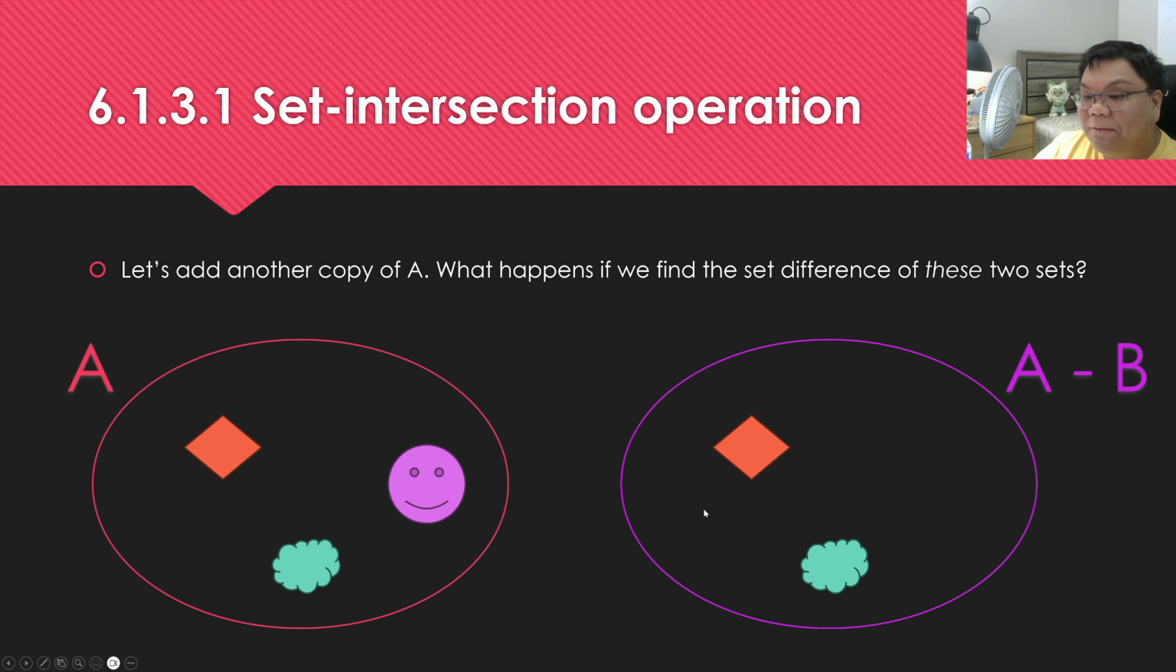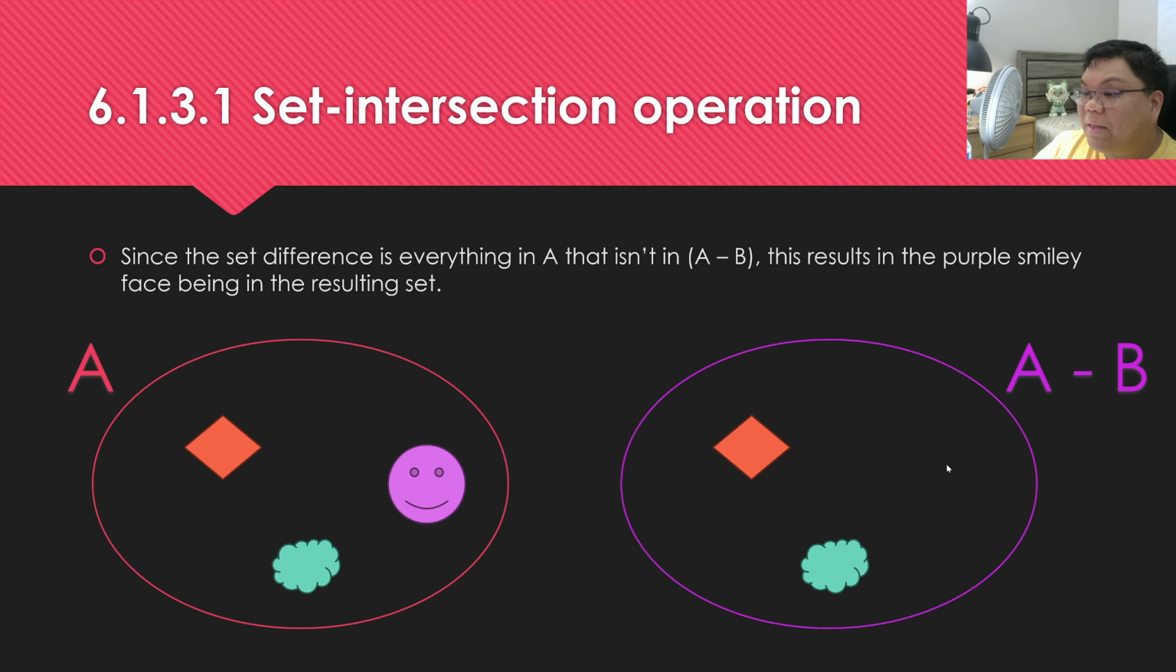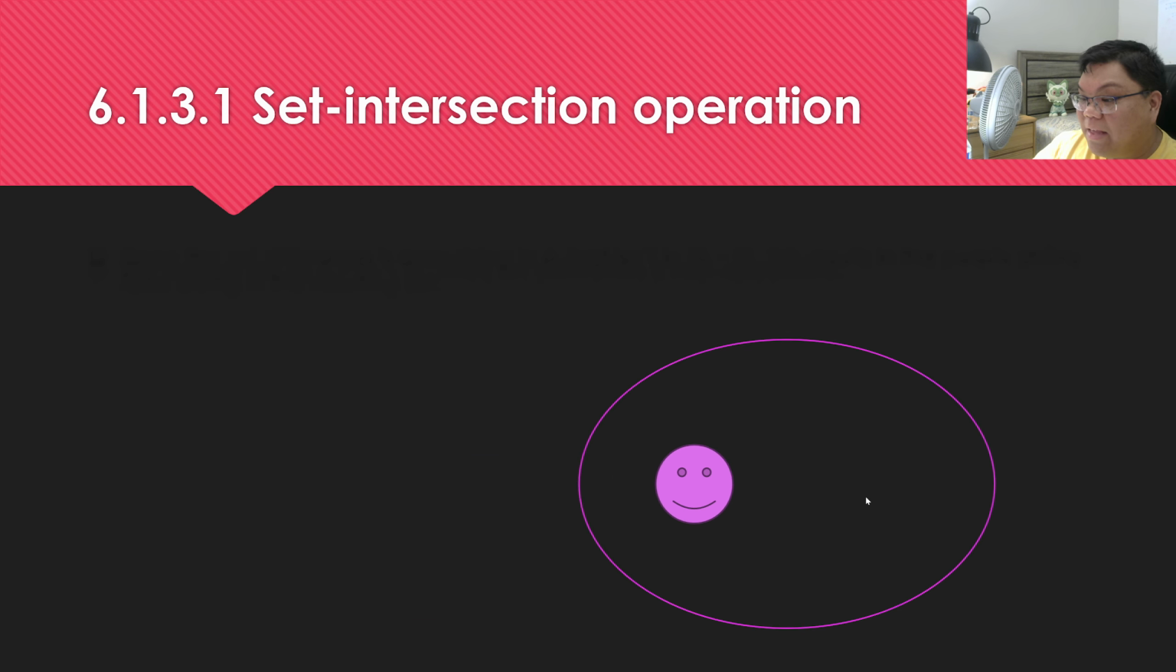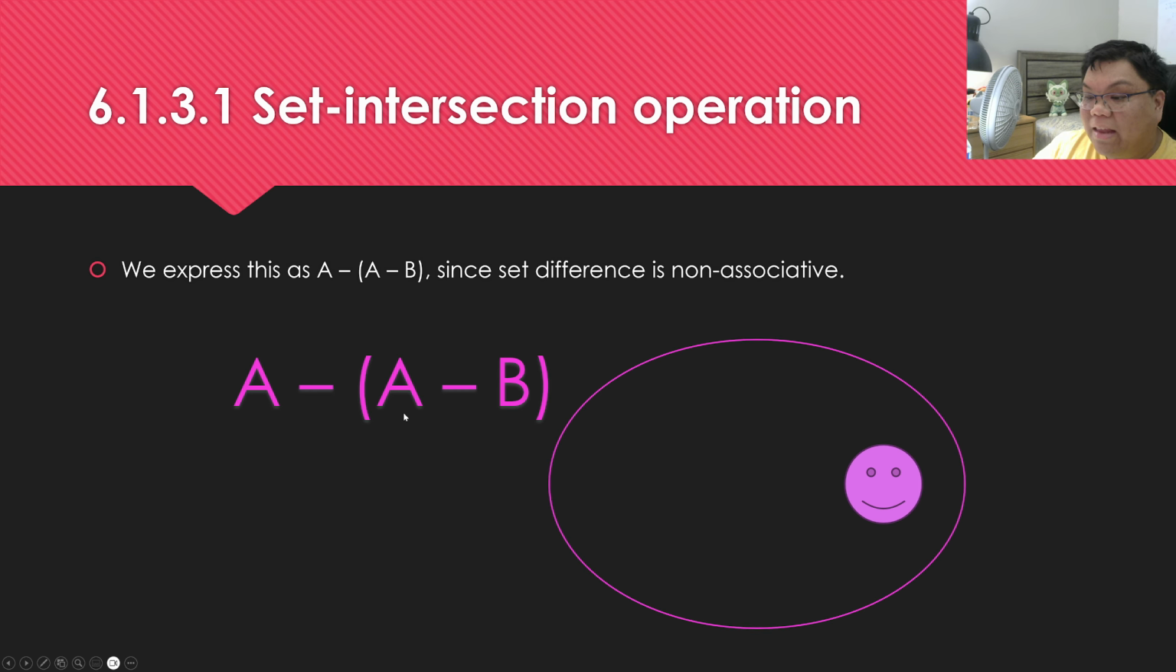But what if we did the set difference between A and A minus B? Well, that's going to be the set of objects that are in A that are not in A minus B. So we have the orange diamond in both sets, and we have the green wad of gum, I guess, in both sets. That means the set difference of A and A minus B is going to be the purple smiley face. But hey, that's the same as A intersect B. We need to write it as A minus, and then in parentheses, A minus B.